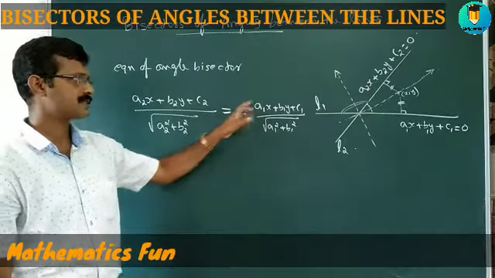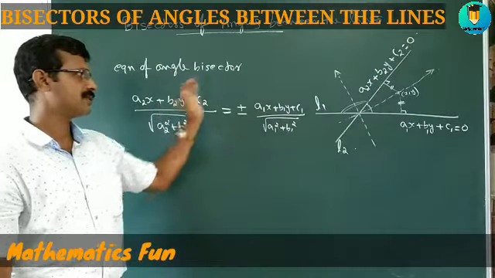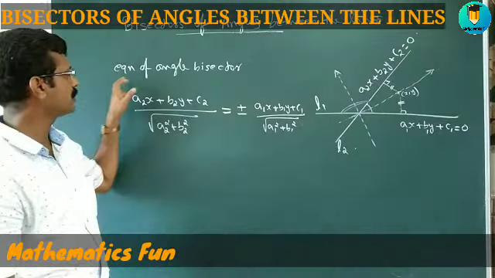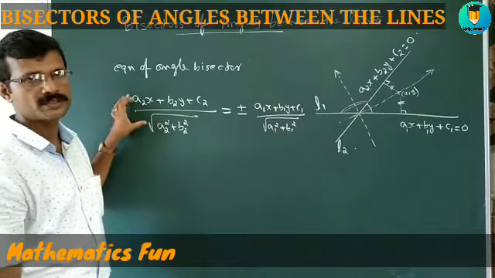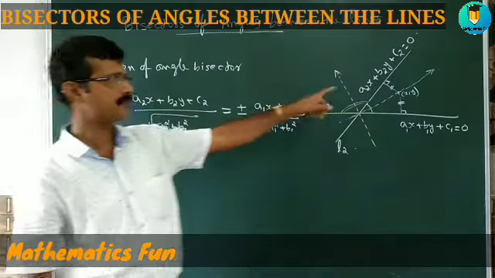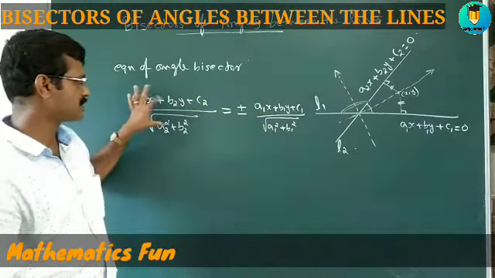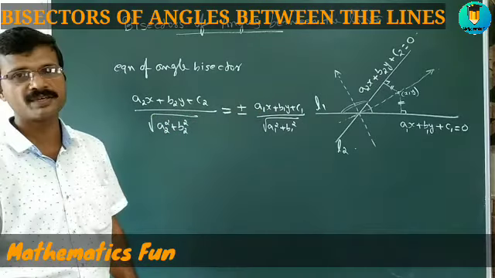Among the two lines, there are two bisectors. One will be the plus case, and the other one is the minus case. That way we will get the equation of the angle bisector. This formula you are supposed to memorize. It comes from the locus property. I equated the distances, and that way I am getting the equation of the angle bisector.